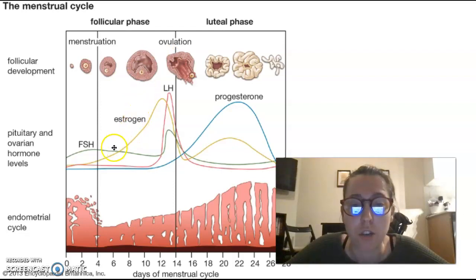As its levels rise, estrogen creates a negative feedback loop on the anterior pituitary hormones, which are FSH and LH. That negative feedback loop prevents development of additional follicles in the same cycle. So the addition of estrogen is going to suppress the levels of follicle-stimulating hormone and luteinizing hormone.